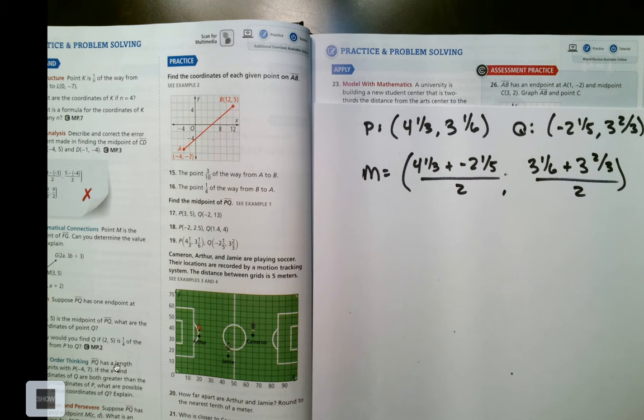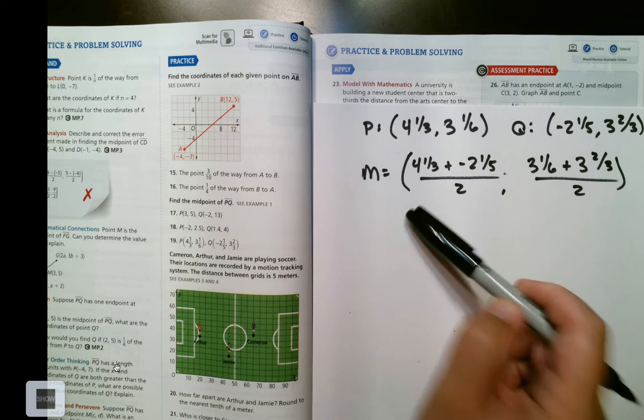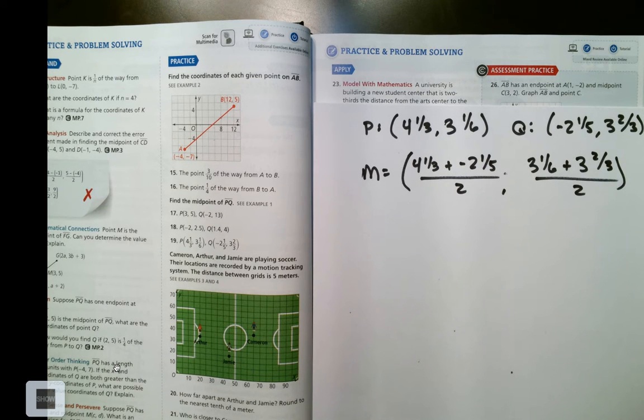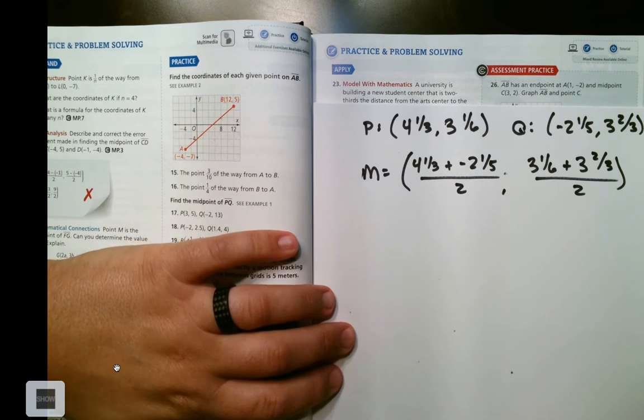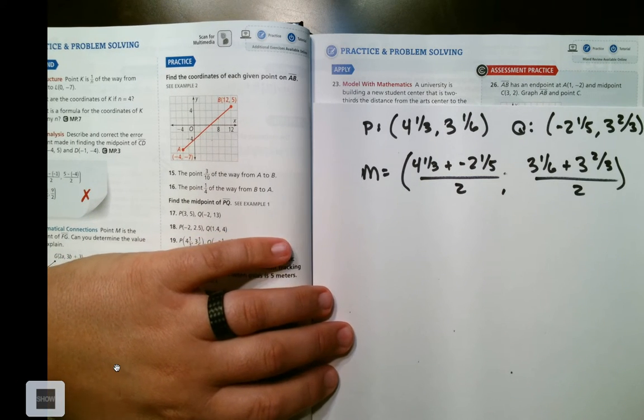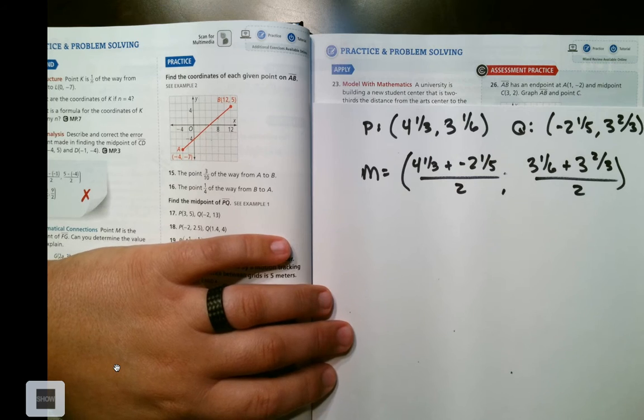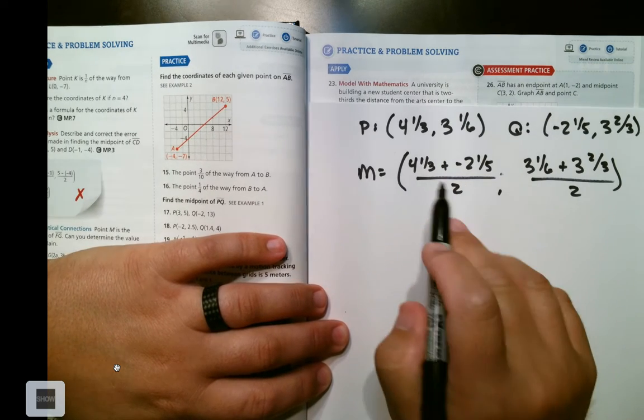If you want to type it in the calculator, that's totally fine. If you want to switch them over to improper fractions and add them together, that's cool too. I think I'll just push through this and muscle through it. But again, whatever you need to do. If you need a calculator, that's fine. If you need to go back and review how to do it, that's cool too.